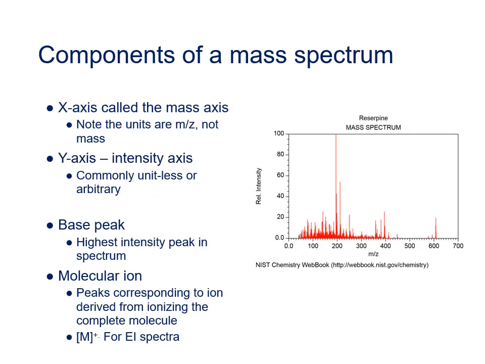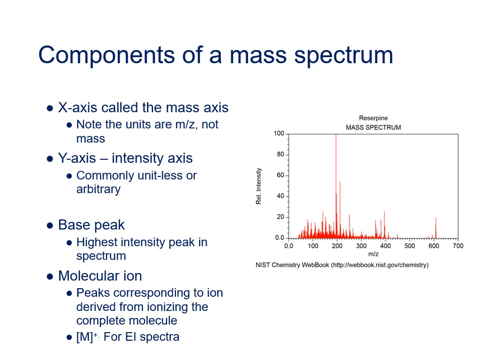One key output of a mass spectrometer is a mass spectrum. A mass spectrum is usually shown as a graph like this. The x-axis is called the mass axis, even though its units will normally be the mass to charge ratio, m over z. The y-axis is the intensity or abundance axis, and is normally unitless or arbitrary. On some instruments from some manufacturers, it will be given the units counts, but these are approximate and shouldn't normally be taken as an exact measure of the number of ions recorded.